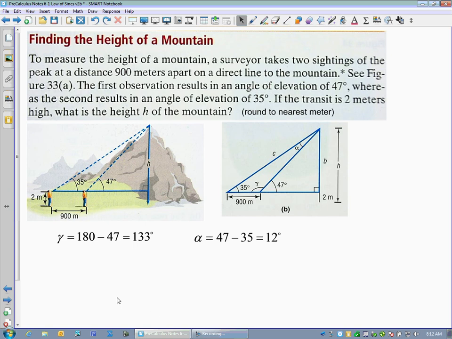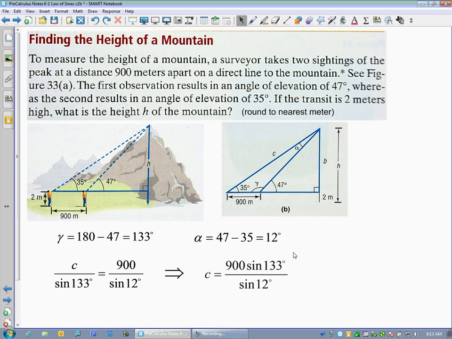Alright, so now we're ready to write a proportion. Notice how, now that we know alpha, we have an angle and a side pair, so we can use the law of sines. So in order to find side C, we're going to say that C is to the sine of its angle, which we now know to be 133, as 900 is to the sine of alpha, which we now know to be 12. So C is to sine 133, as 900 is to sine 12. And this implies that C is equal to 900 sine 133 over sine 12. In other words, I just multiply both sides by sine 133.